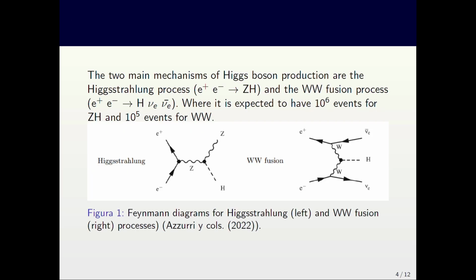The two main mechanisms of Higgs boson production are the Higgs-strahlung process, which consists of an electron and a positron producing a Z boson, and the final state is a Z and a Higgs boson. And the other is WW fusion. This occurs when we have an electron and a positron. This derives into a pair of W bosons, and the fusion generates a final state of a pair of neutrinos and a Higgs boson.